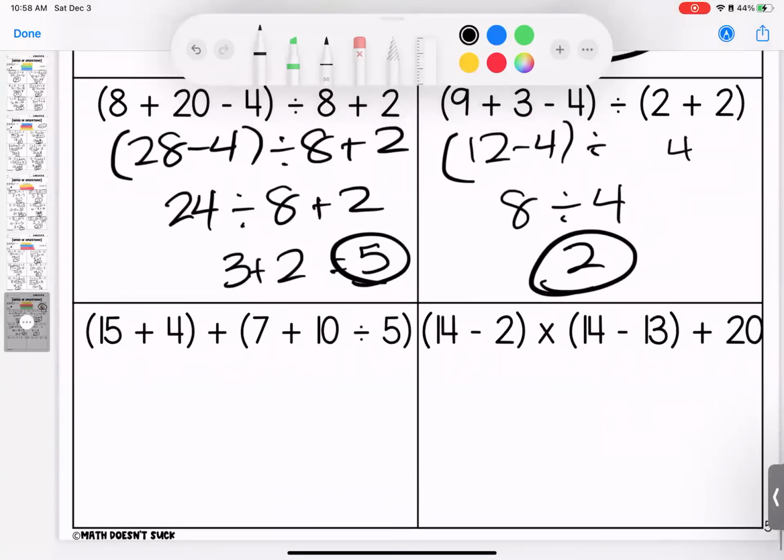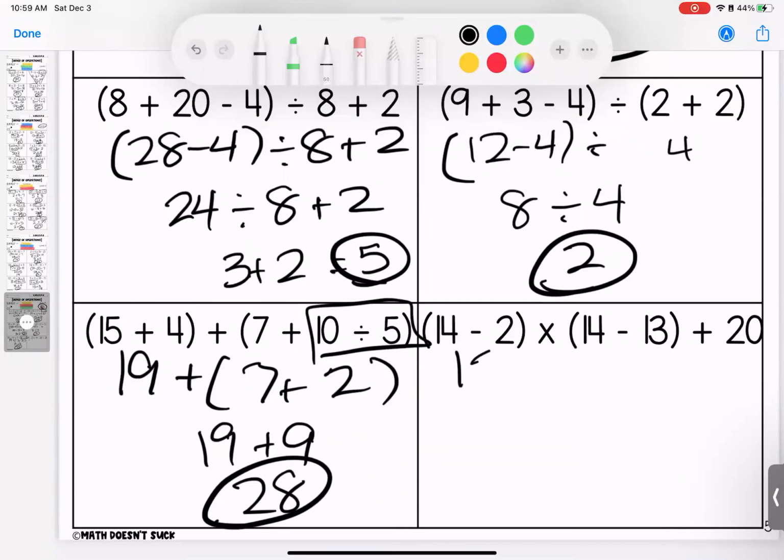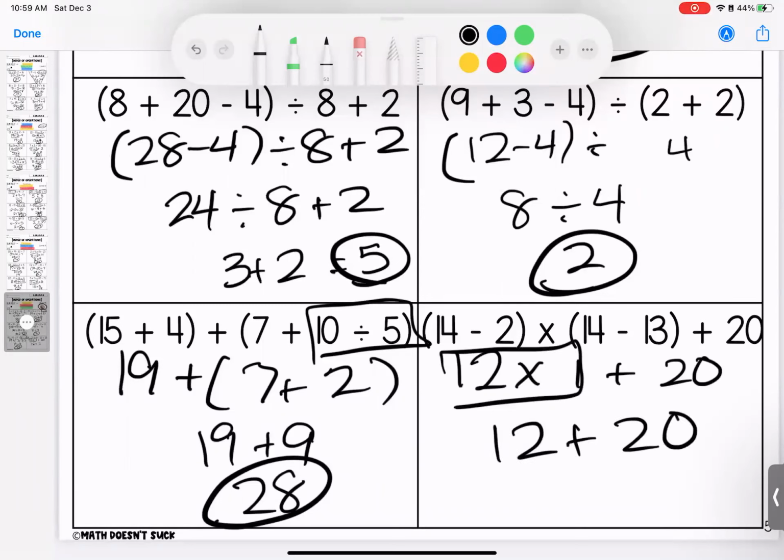2 more coconuts. 15 plus 4 is 19. Rewrite. Divide. 10 divided by 5 is 2. 7 plus 2 is 9. 19 plus 9 is 28. Last coconut. 14 minus 2 is 12. 14 minus 13 is 1. Rewrite. 12 times 1 is 12. 12 plus 20 is 32.